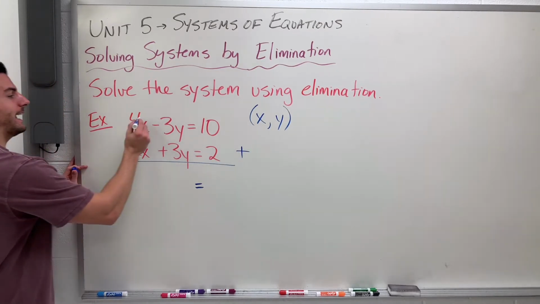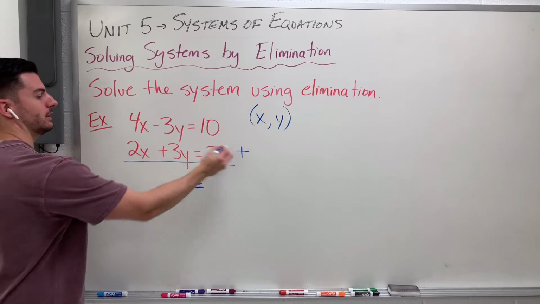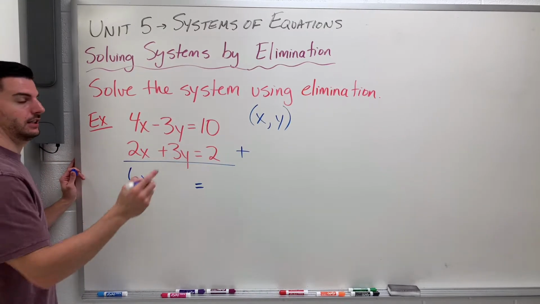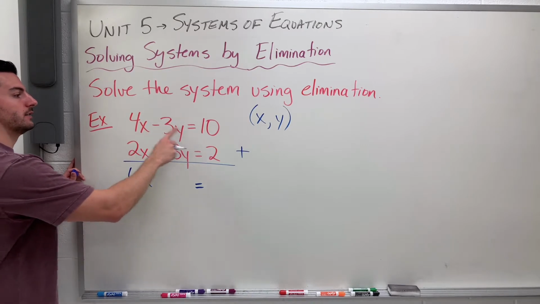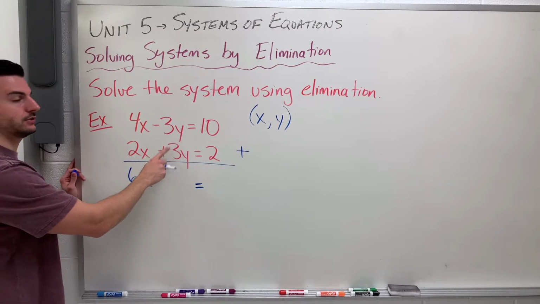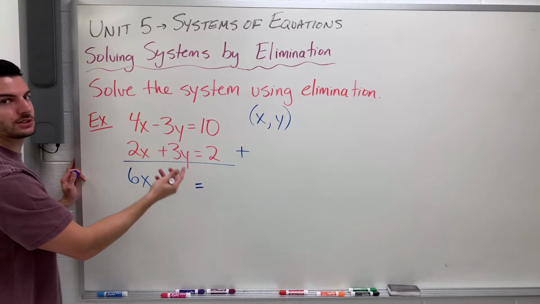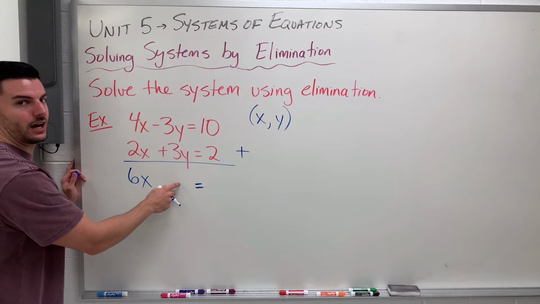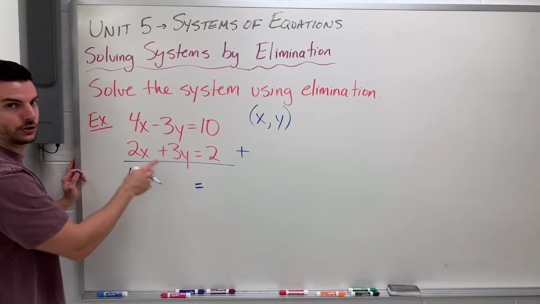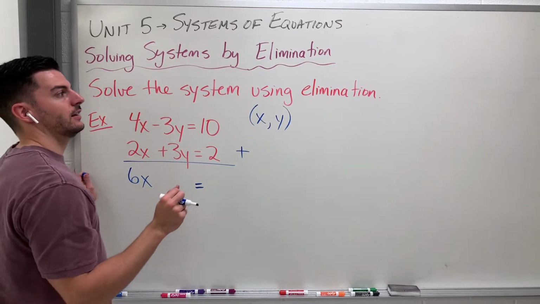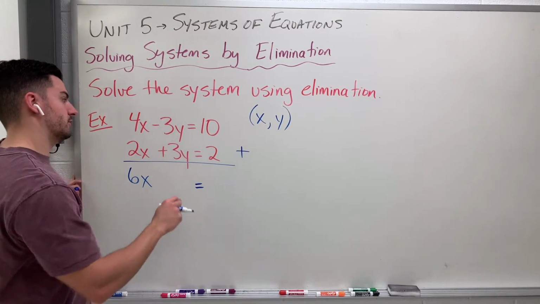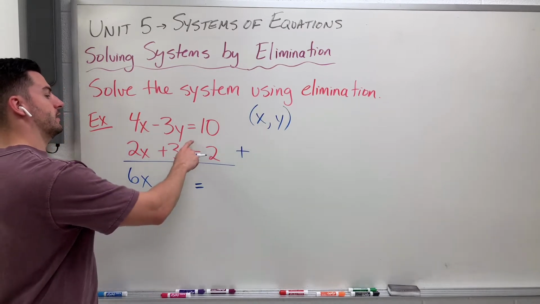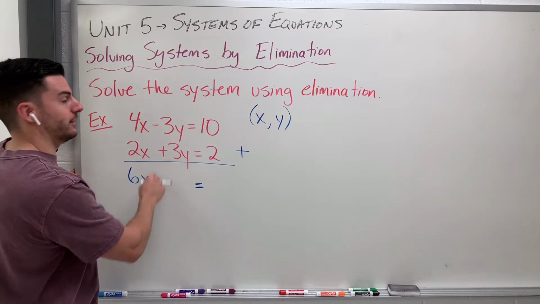So look, if I do 4x plus 2x, I would get 6x. Now this is the key: negative 3y plus positive 3y. What's going to happen there? Well, those are going to cancel. Negative 3y plus 3y is 0y, and those essentially cancel out. That's what makes elimination a good strategy, when those two terms cancel each other out. There's no y term left because they canceled.